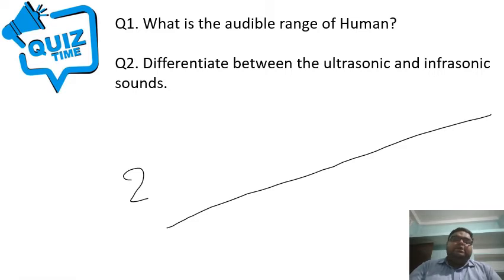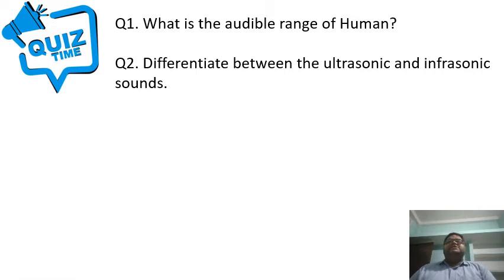Yes, students. Now, how can we differentiate between ultrasonic and infrasonic waves? We know that the human audible range is 20 hertz to 20,000 hertz.